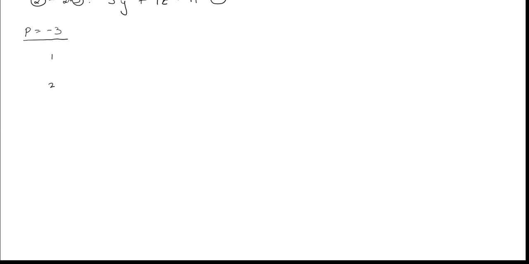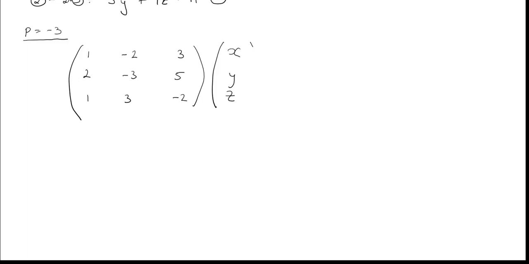So let me just say, what have we got here? So now p is minus 3, remember. So I'm going to have 1, minus 2, and then it was minus p, so that's 3. And then 2, and then p, 5. And then 1, 3, minus 2. Multiplied by x, y, z. And that's equal to minus 2, p, minus p.